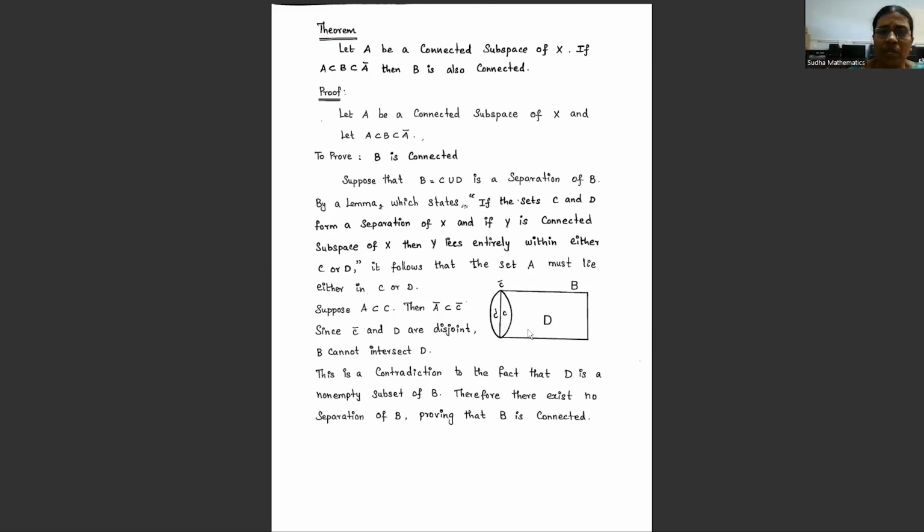See, this is our space B. Now C and D form a separation of B. So by a lemma which we have seen previously, if C and D form a separation of a space X, and if Y is a connected subspace of X, then Y lies entirely within either C or D. So by this previous lemma, it follows that the connected space A must lie entirely within either C or D. Suppose that A lies in C. Then A bar is contained in C bar. But since C bar and D are disjoint, observe from the diagram, this is our C bar and this is my D. So the C bar and D are disjoint.